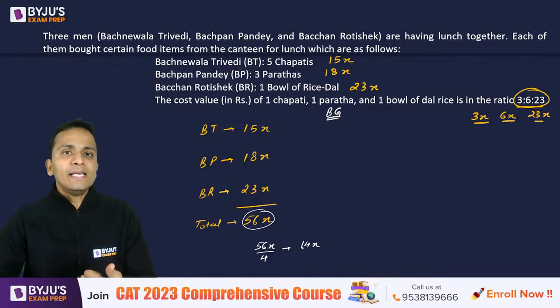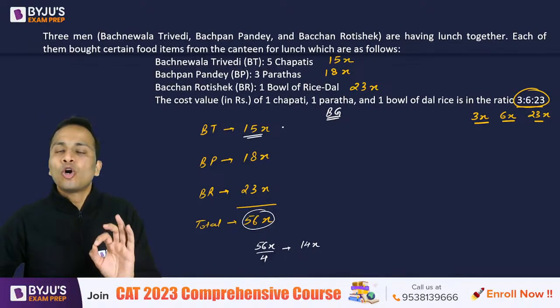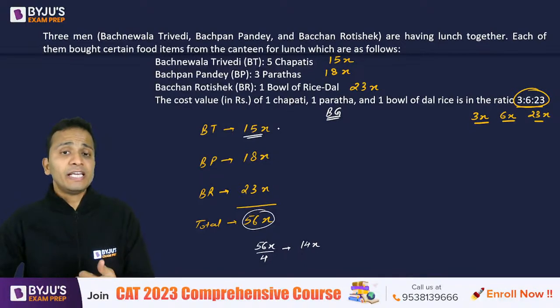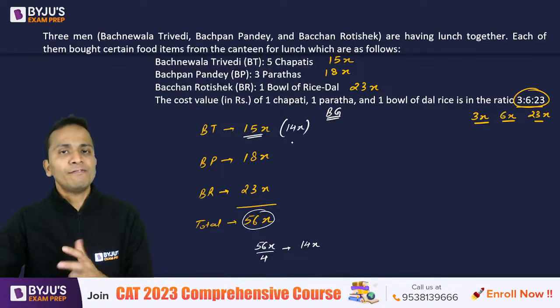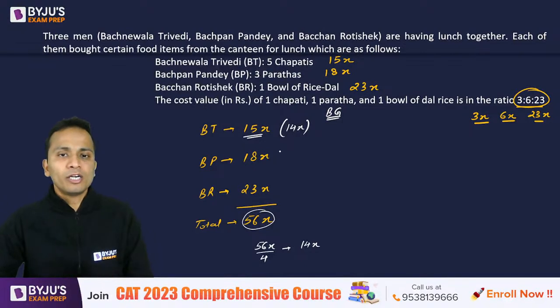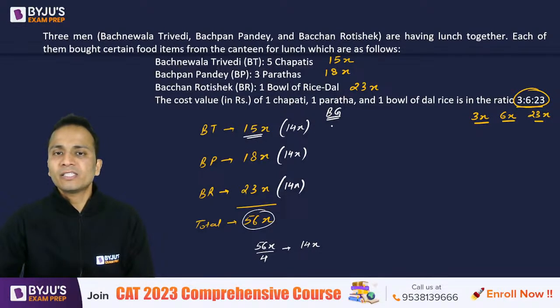So does BT, BP and BR. So BT got 15x worth of food, but eventually he could eat 14x. 15x लेके आया था but उसको मिला कितना, 14x. Similarly, BP got 18x but he received only 14x, and same with BR, he received 14x. Okay. Now BT 15x रुपीस का खाना लेके आया था, उसको मिला 14x, तो उसने BG को कितना दिया होगा? उसने BG को 1x दिया होगा.